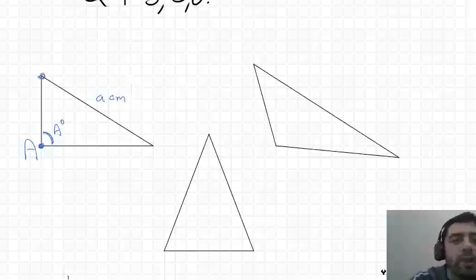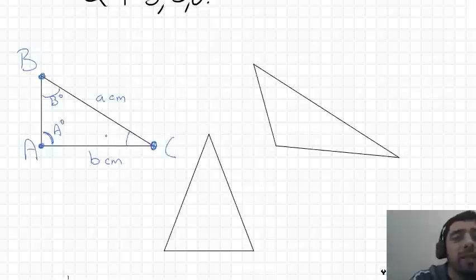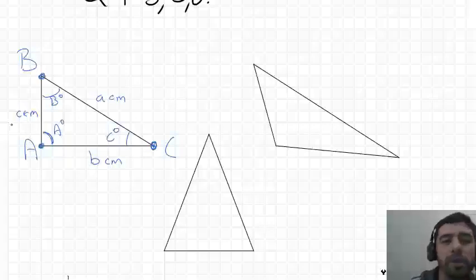That means if I call this corner B, then this angle in here is B degrees, and this length is lowercase b in centimeters. And if I call this one C, this angle here is C degrees, capital C, and this is c centimeters. It's a little hard to tell, the capital C and lowercase c look very similar, but it's all size related, so hopefully you can tell.